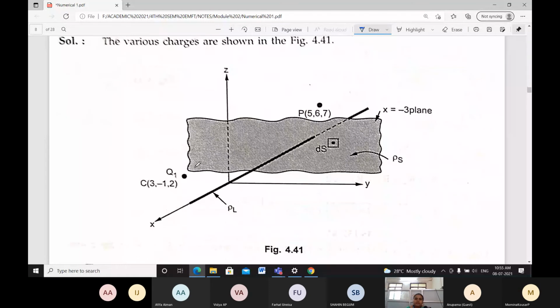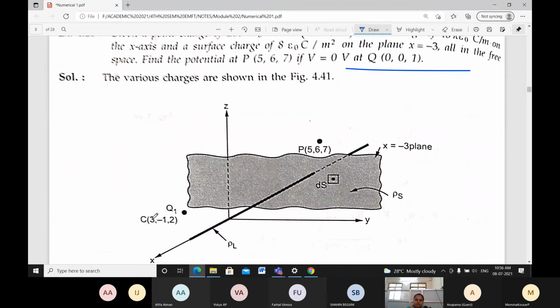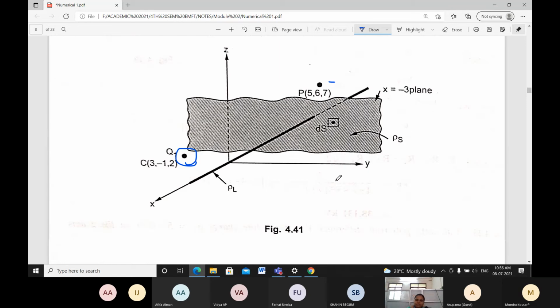Based on this, the diagram will be: this is our plane, a surface taken at x equals minus 3, and this is called rho s. Then a point charge is given at 3, minus 1, minus 2, one point is there. Then where is our P location? 5, 6, 7. Somewhere you will get this. Then this is a small surface area that is taken as a ds.